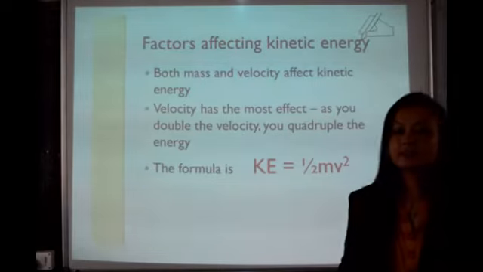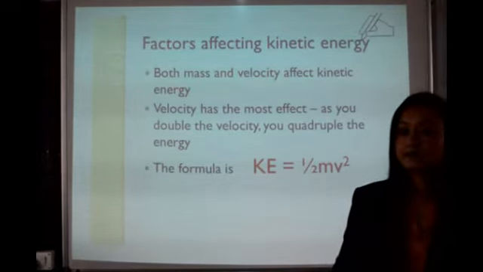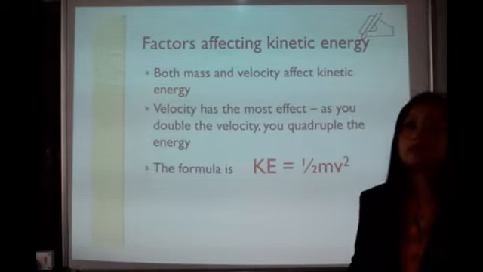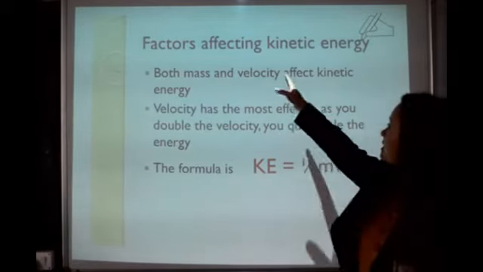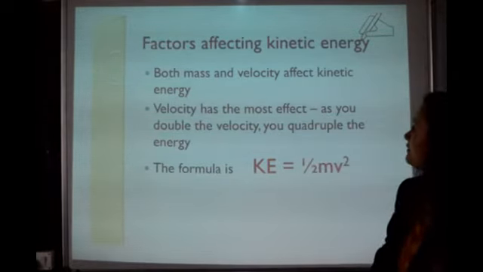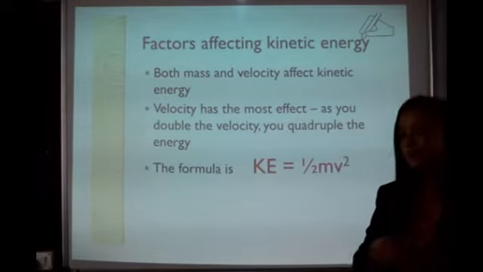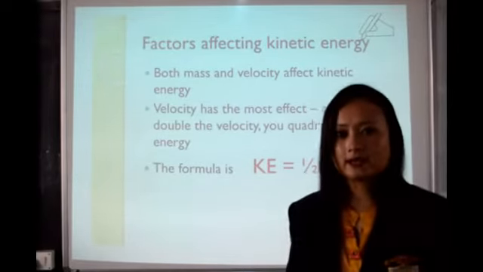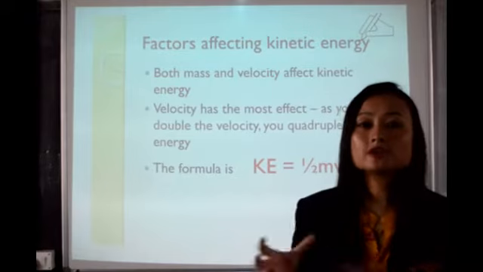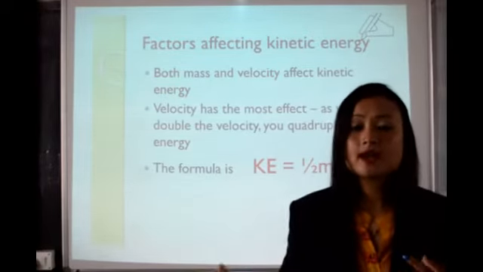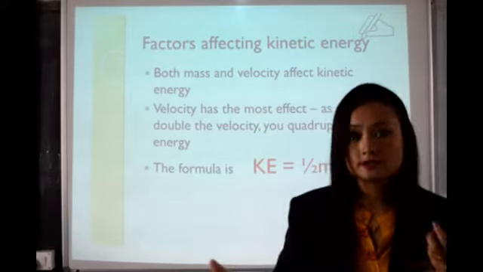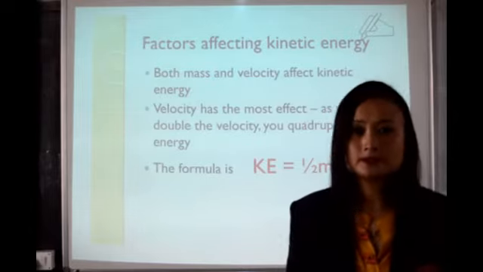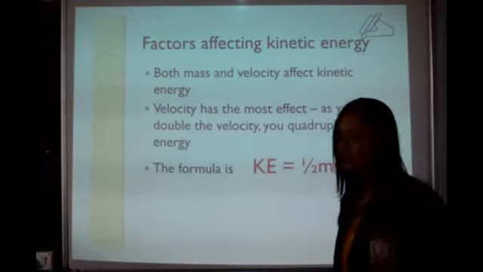Now, from the expression itself, we can make out that kinetic energy depends upon mass and velocity. So these are the two factors on which kinetic energy depends. One is mass, the other is velocity. Okay, velocity has the most effect. When you double the velocity, more than mass, velocity has more effect on kinetic energy. That means if the speed increases, kinetic energy will also increase. Okay, and not just increase, it will be multiplied. So you know the formula already, we discussed that.